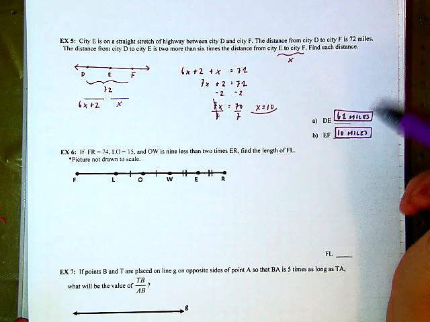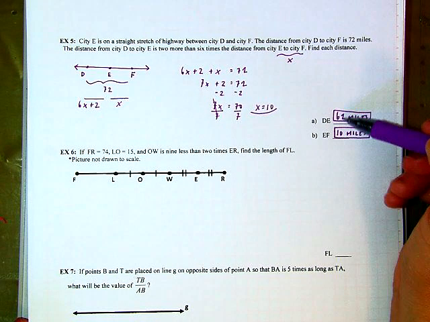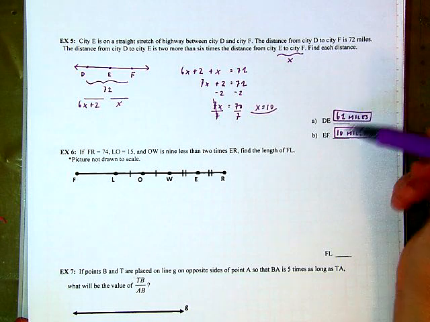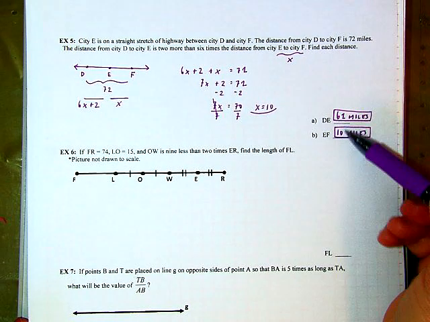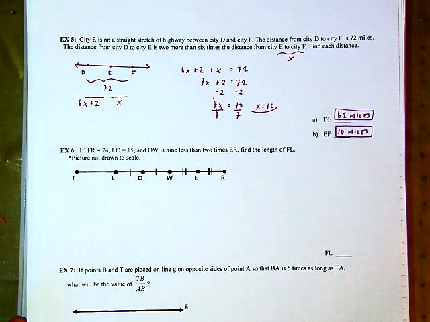Okay, if I just double check, do these two numbers add back up to that whole, that total of 72? They absolutely do. I'm always checking along the way to make sure that they add up to that whole distance, 72. All right, next up.